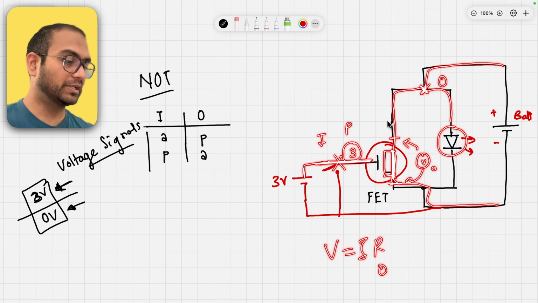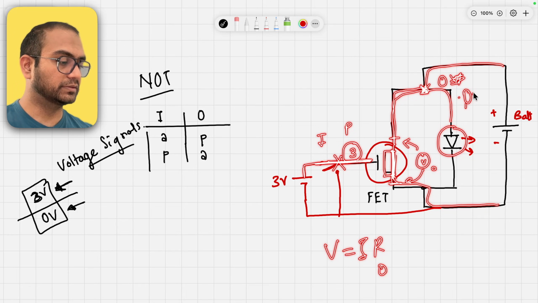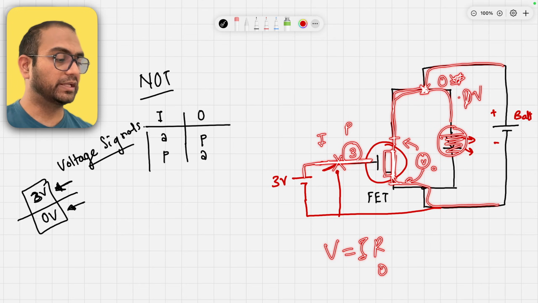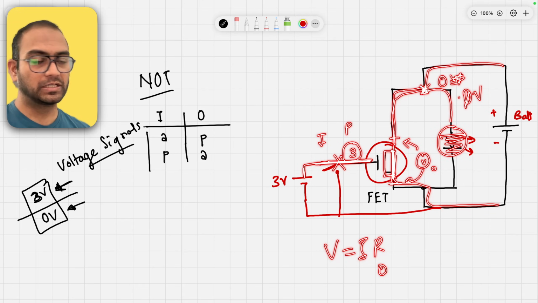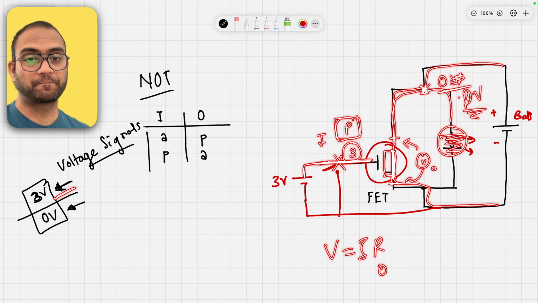But interestingly, the same point is connected here, so this voltage will also be 0. And if this voltage is 0, then the LED won't light up. So now what you should notice is that there was an input present, the 3 volts were present, and the output, the voltage, was absent.